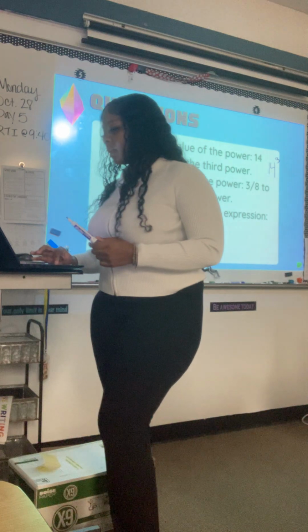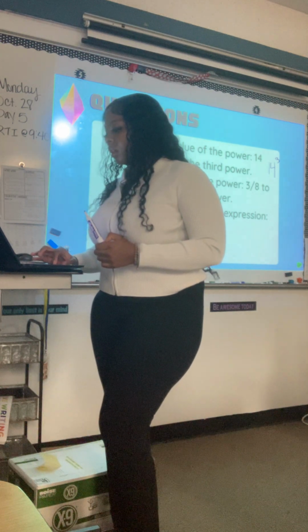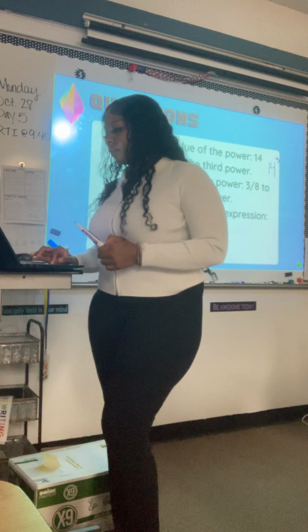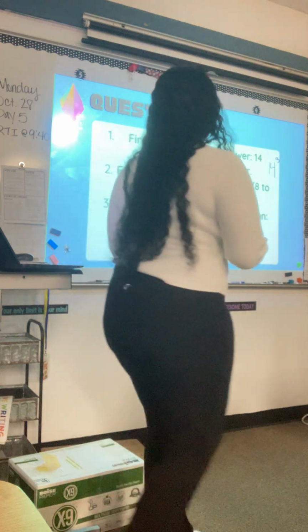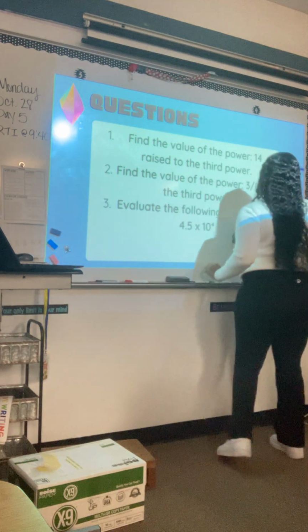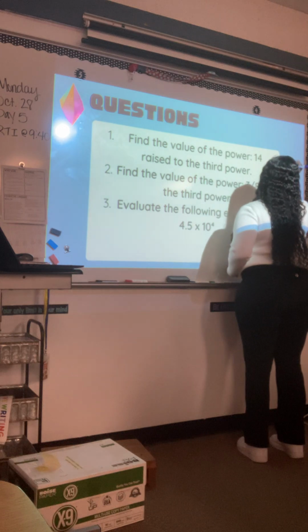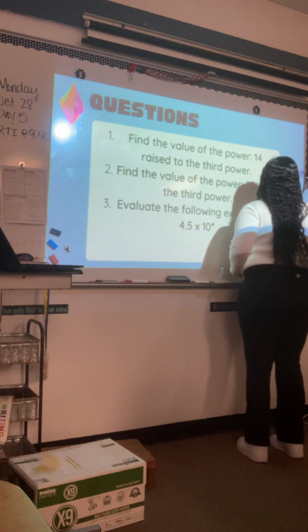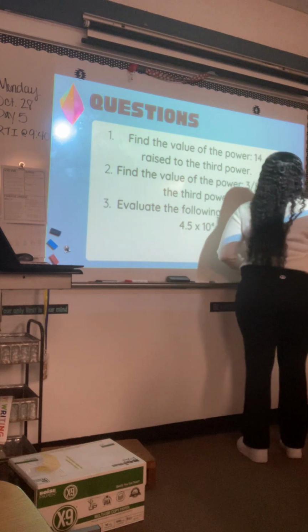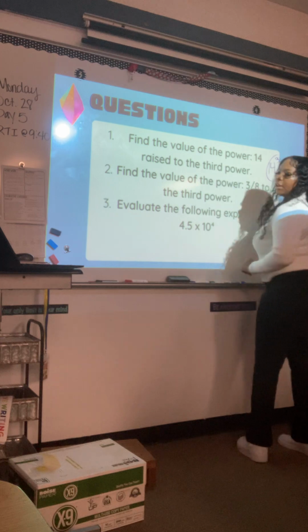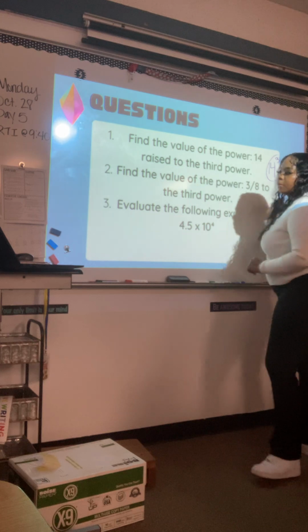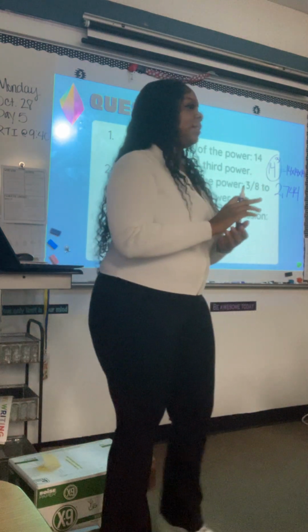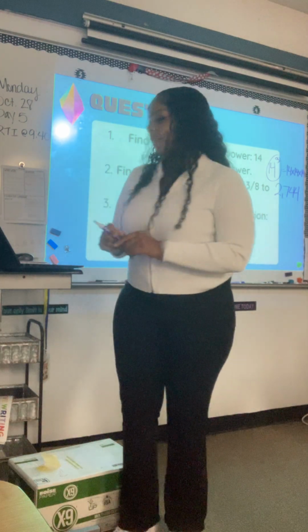Okay, so this is how your paper should look. So you should have the equation right here equals 14 times 14 times 14. It's important to show your work in order to get full credit. So you have to write it out like this and then solve it. And your answer should be 2,744. By raise of hands, who got that? Good job.